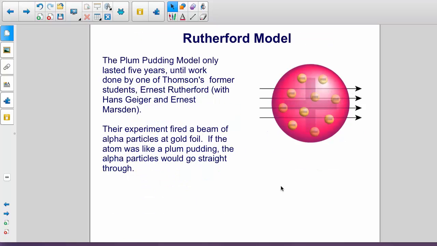The Rutherford Model. The Plum pudding model only lasted 5 years, until work done by one of Thomson's former students, Ernest Rutherford, along with Hans Geiger and Ernest Marsden. Their experiment fired a beam of alpha particles at gold foil. If the atom was like a plum pudding, the alpha particles would go straight through.